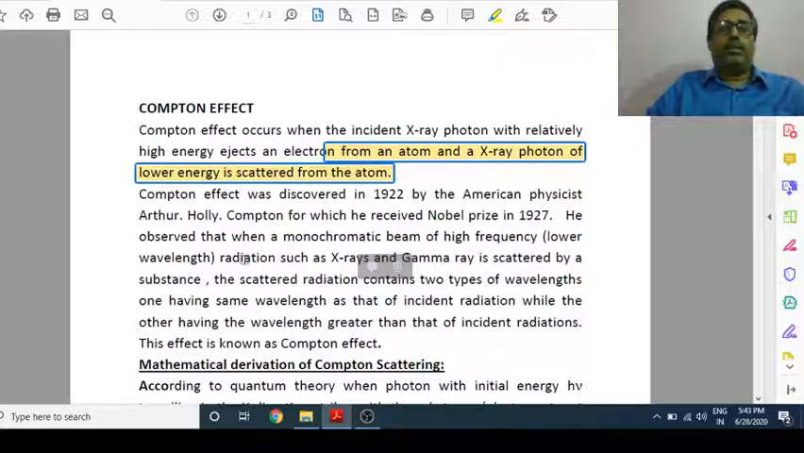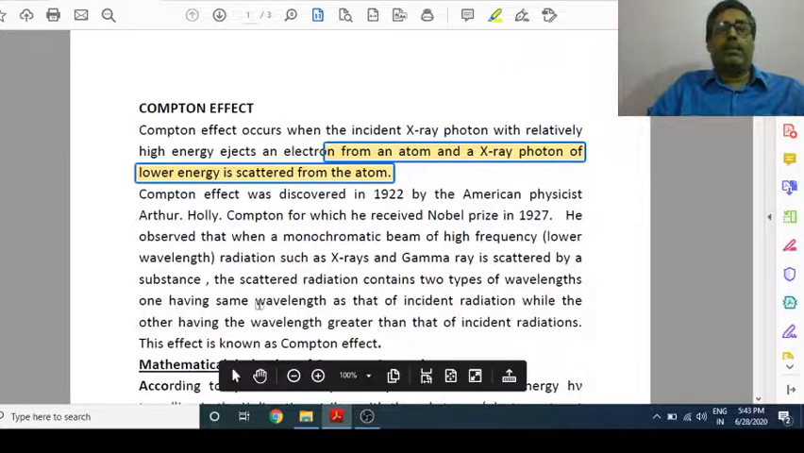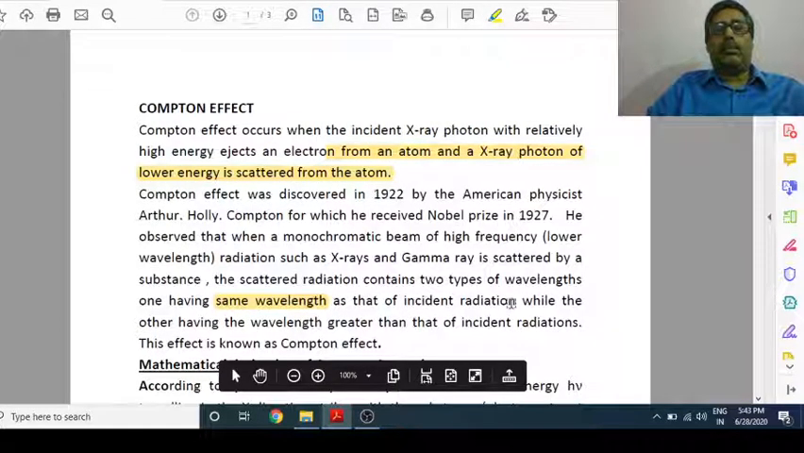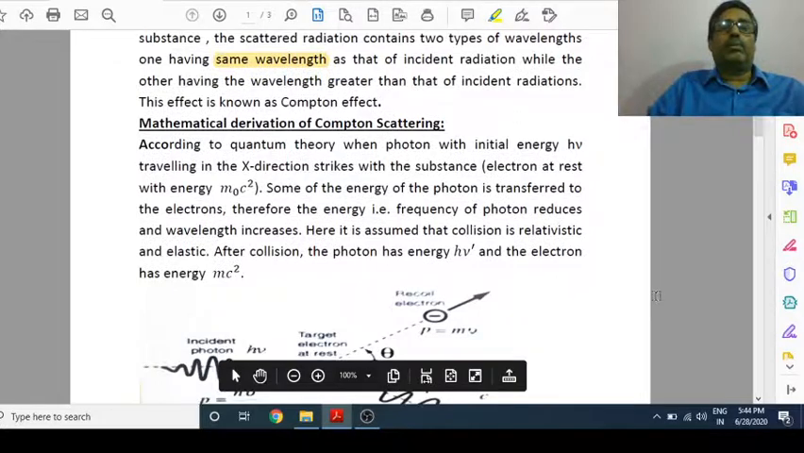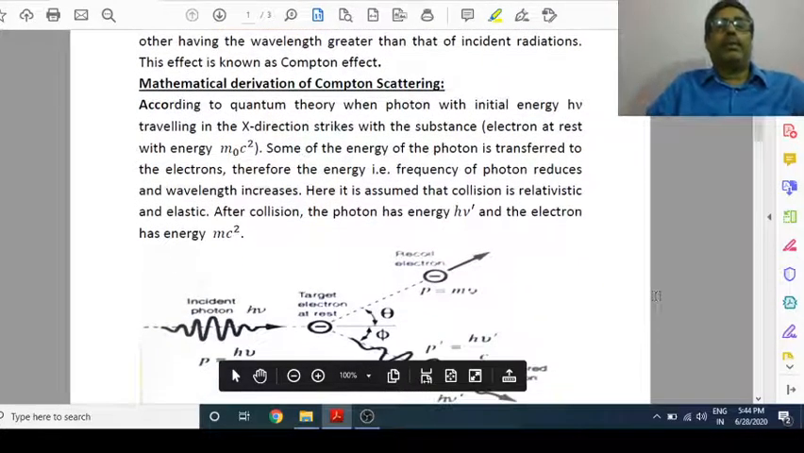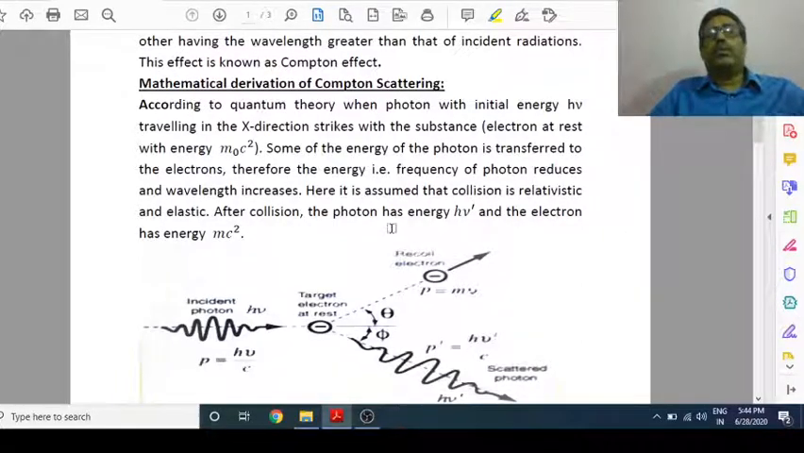He observed that when a monochromatic beam of high frequency radiation such as X-ray and gamma rays is scattered by a substance, the scattered radiation contains two types of wavelengths, one having the same wavelength as that of incident radiation, while the other has a wavelength greater than that of incident radiation. This effect is known as Compton effect. Now we are going to derive mathematically the Compton scattering on the basis of quantum theory.